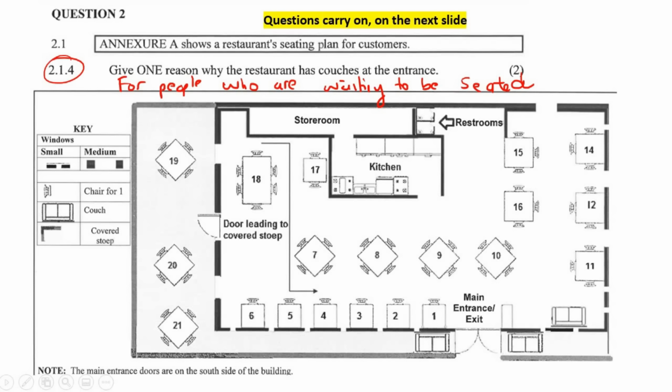Okay, and there's a whole bunch of other things. Obviously, I have to scan the memo just to make sure I'm including all the different types of answers, but there's some really, like, ones I didn't even think about. Like, okay, so one of them was for people who are waiting to be seated. It's also for people who would like to take photos. So, for people who would like to take photos.